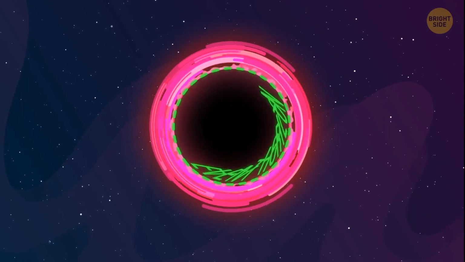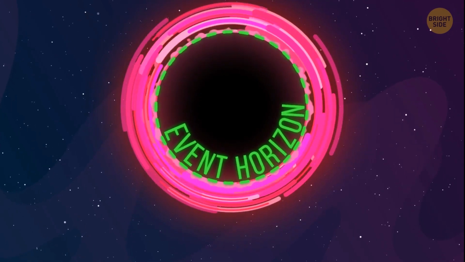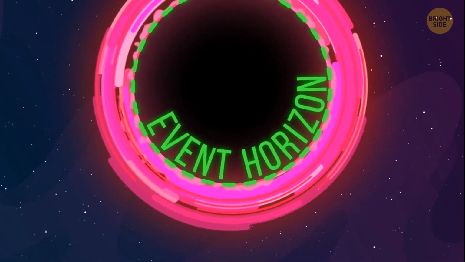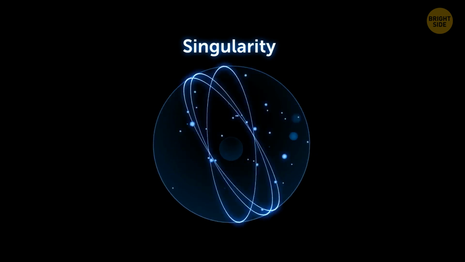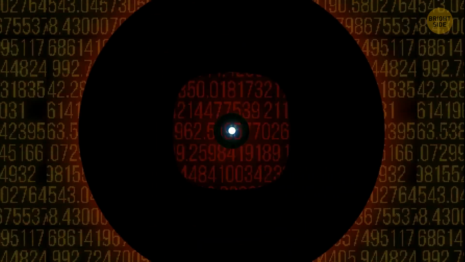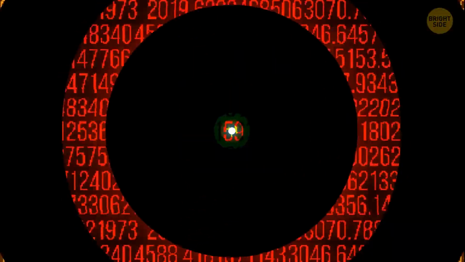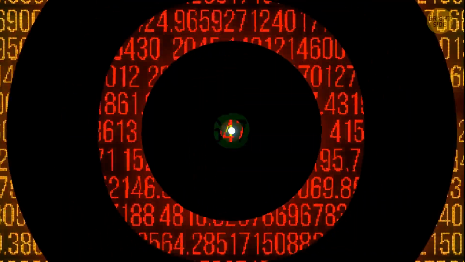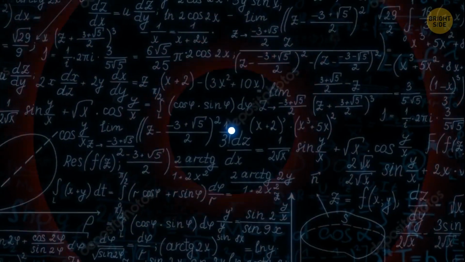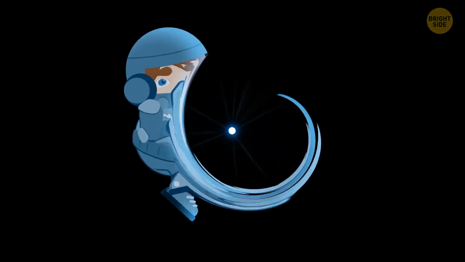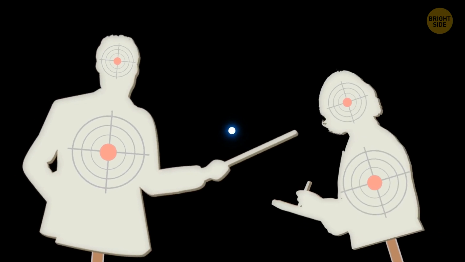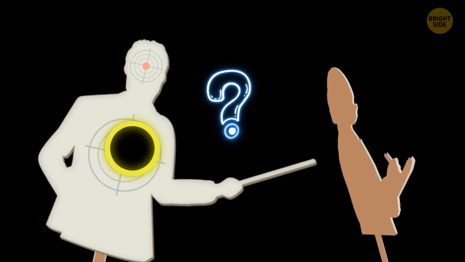This disk is called the event horizon, the point of no return, the last stop before you go into the black abyss. And at the very center of the black hole is the singularity. This point of space is so dense that if you tried to describe it with any numbers or physical quantities, they would all tend toward infinity. Simply put, all the laws of physics we know just stop working here. So scientists can't say exactly what awaits you in the singularity.